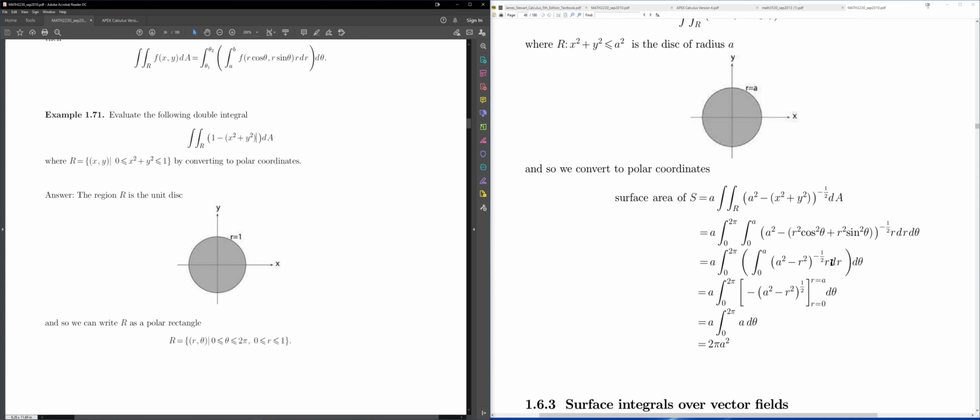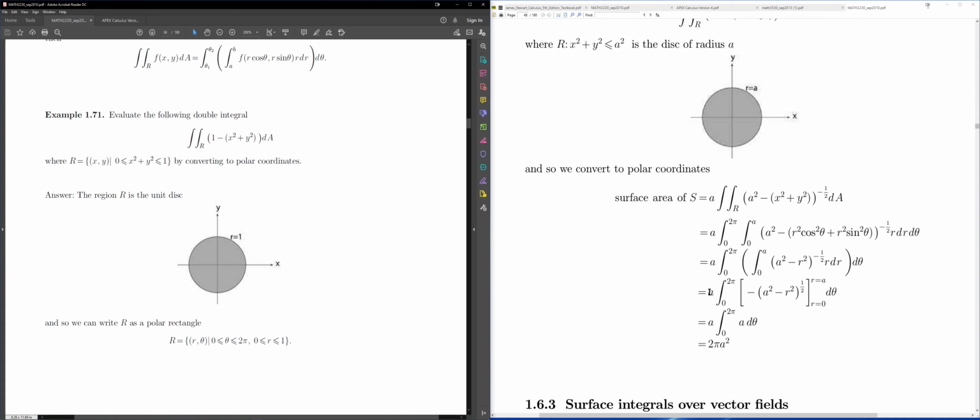Anyway, what you do is integrate with respect to r first. When you integrate with respect to r, you get minus a squared minus r squared to the half. Then you do this inside integral and put in your r values, r equals a and r equals 0. Putting in r equals a gives me a squared minus a squared, which is 0. Putting in r equals 0 gives me a squared to the half, which is a. And I'm subtracting that, so I'd have minus minus a, which is plus a.